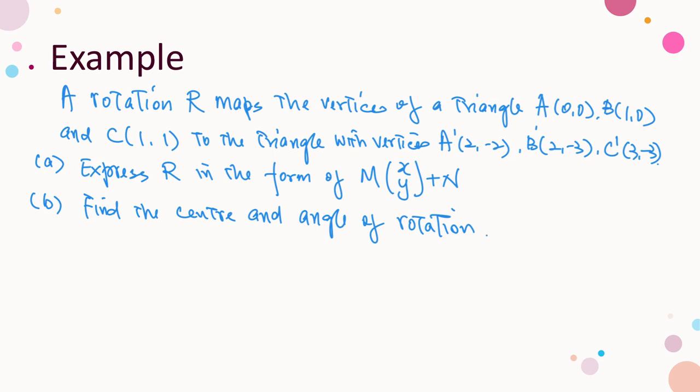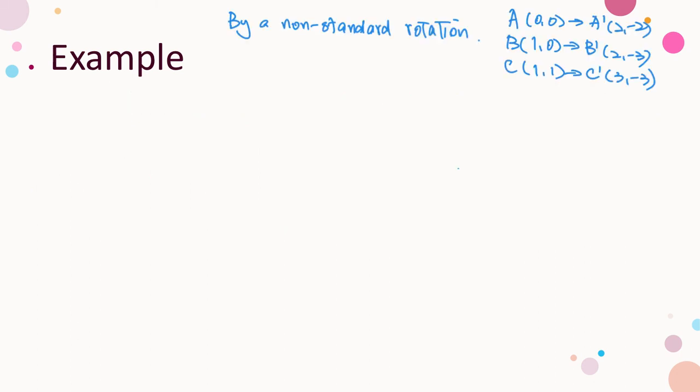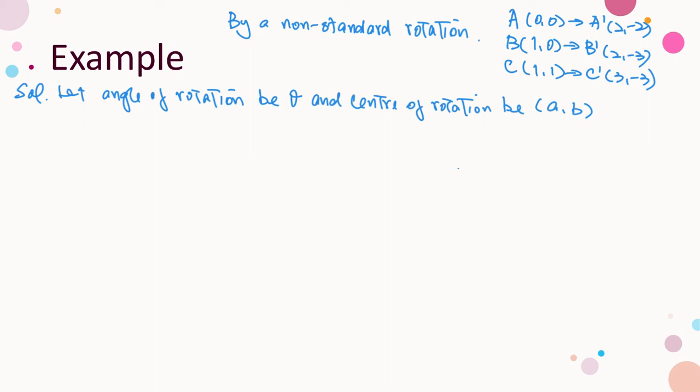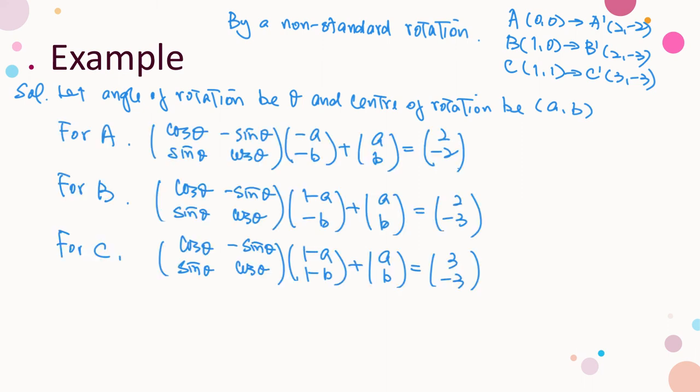Let me use an example to show how a non-standard rotation works and how to identify the center and angle of rotation. Let the angle of rotation be theta and the center of the rotation be (a, b). Then we can link up the points A, B, C and their images like this. There are three unknowns, theta, a, and b. There are three matrix equations giving 6 equations in 3 unknowns. We may just consider the first 2 matrix equations.